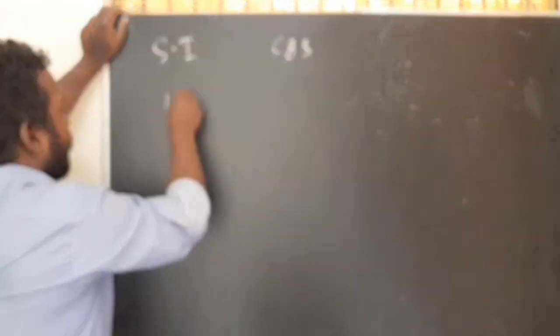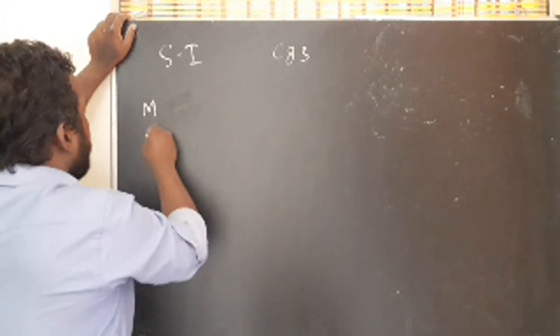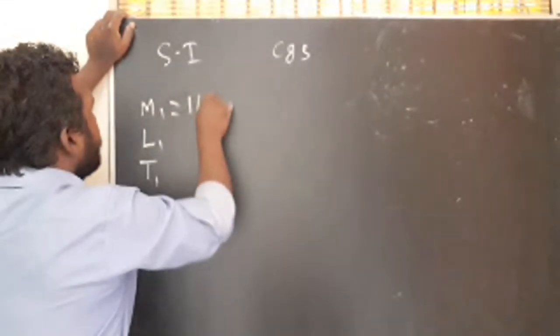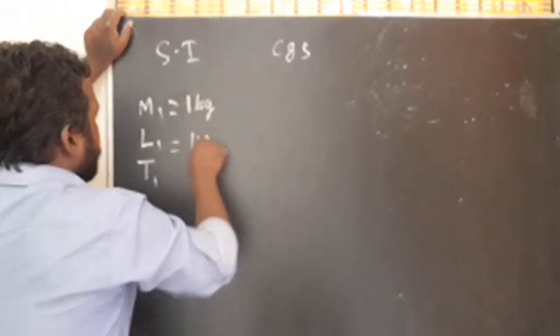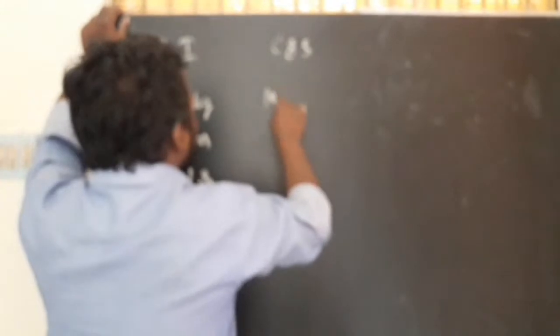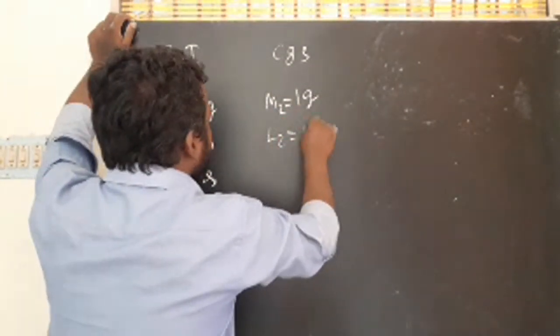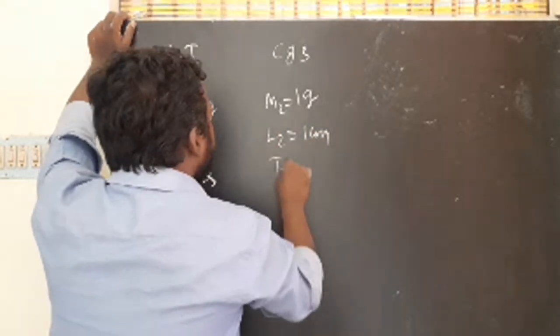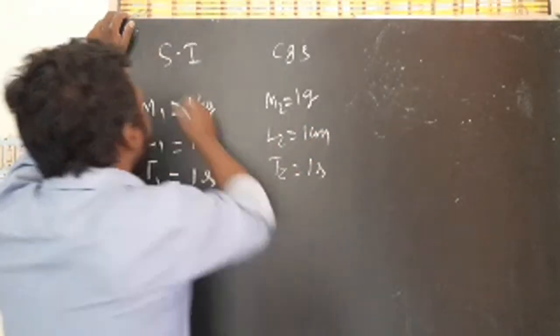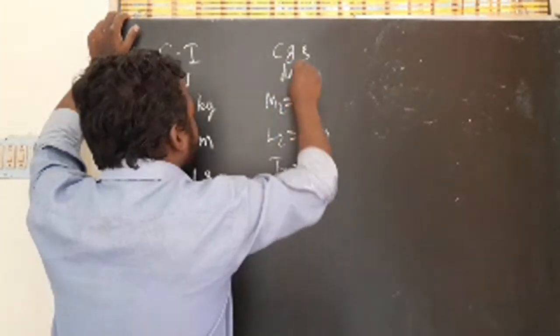So here, kilogram, so M1, L1, T1 is going to be 1 kg, 1 meter, 1 second. In CGS, the same thing, M2 is going to be 1 gram, L2 is going to be 1 centimeter, T2 is going to be 1 second. In SI unit, force I am taking as Newton; in CGS unit, force I am taking as dyne.